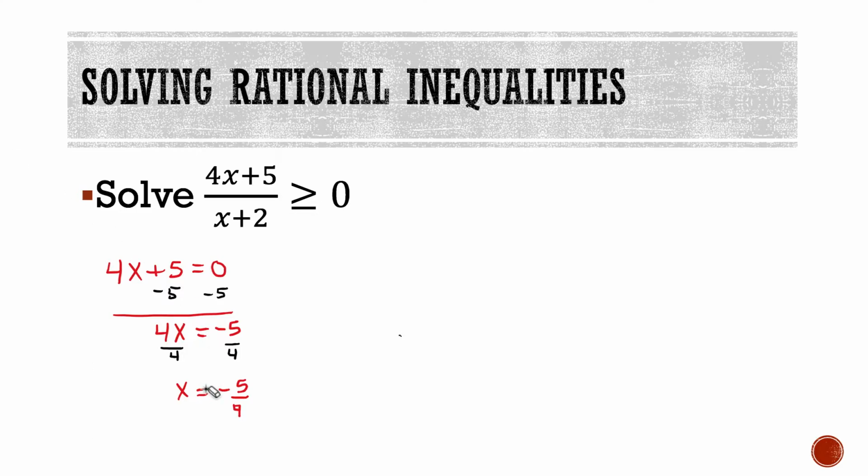Now I'm going to do the same thing with the denominator of the fraction. So my denominator is x plus 2. I'm going to take that expression, set it equal to 0, and solve for x. So again, we're going to want to subtract the 2 from both sides. And then in doing so, we have x is equal to negative 2 as the corresponding 0 for the denominator of the fraction. So I'm going to take those two values and put them on a number line.